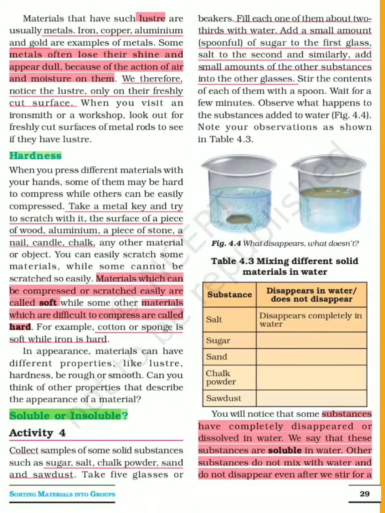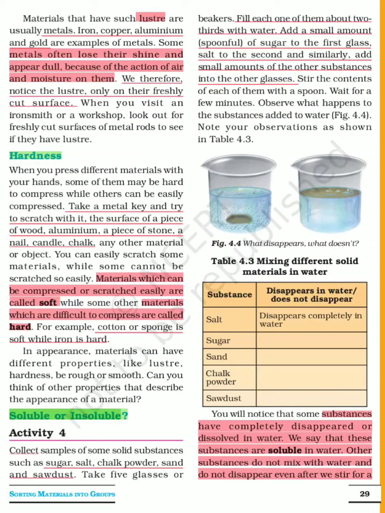Usually metals are lustrous, like iron, copper, aluminium, gold, but they also lose their shine and appear dull because when they are exposed to air and moisture, they get oxidized. Therefore, we notice the luster only on their freshly cut surfaces.